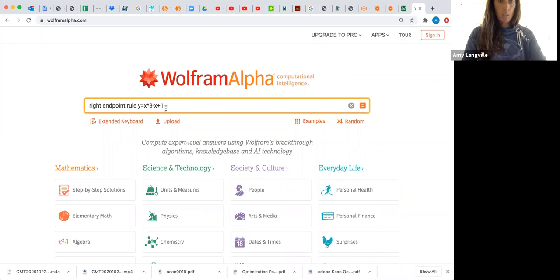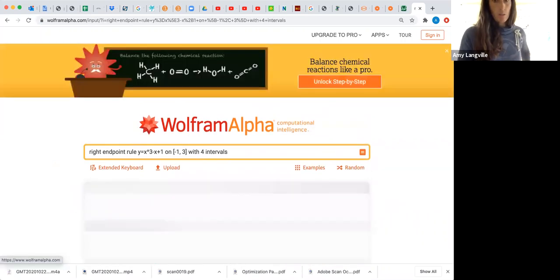So the caret takes it up. You can see their examples in the extended keyboard if you're trying to figure out how to type something in. On the interval from, we can put in interval notation if we like, -1 to 3, or you can actually type it out, x equals -1 to x equals 3, with, let's say, n equals 4, and we did the right rule with, I think we just say 4 intervals is how Wolfram likes to read it.